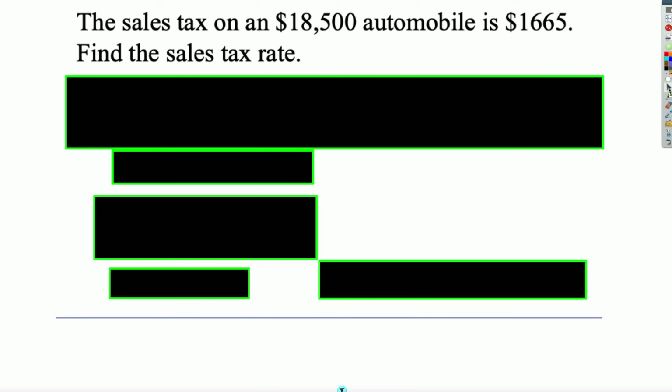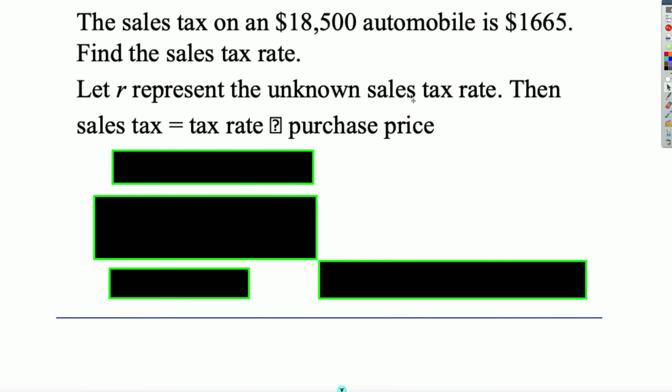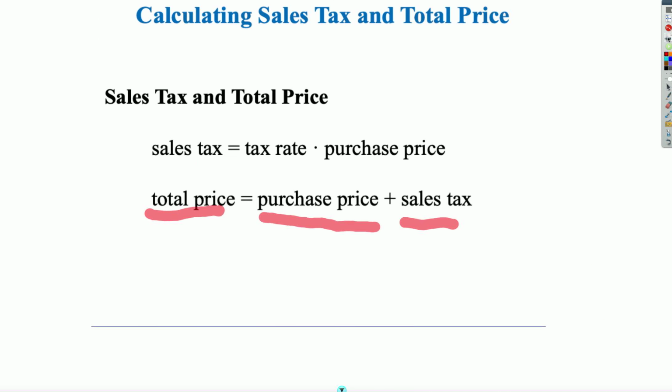So this one's a little bit different. This time you're being told the sales tax and you're being asked for the rate. So the sales tax on an $18,500 automobile is $1,665. Find the sales tax rate. I'm going to use R for my variable. So sales tax is tax rate times purchase price. It's the same formula we had here.